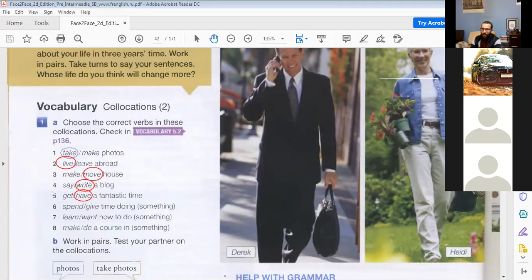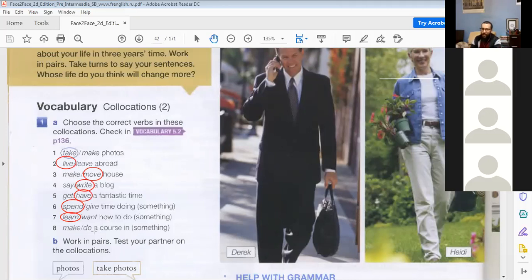Number six? Spend time. Yeah. So we spend time doing something. We spend time doing nothing, like in Libya. You can also spend money. So spend is used for time and money. Spend time, spend money. Okay, number seven. Learn how. That's right, because you can't say want how. It doesn't make sense. Learn how is correct. Learn how to do anything.